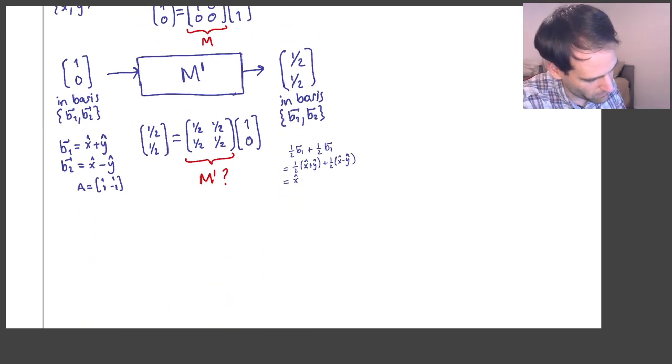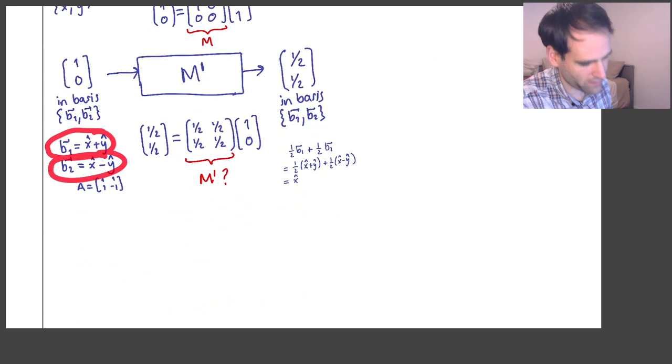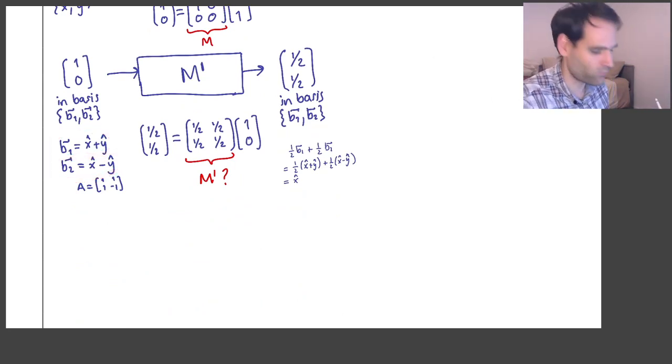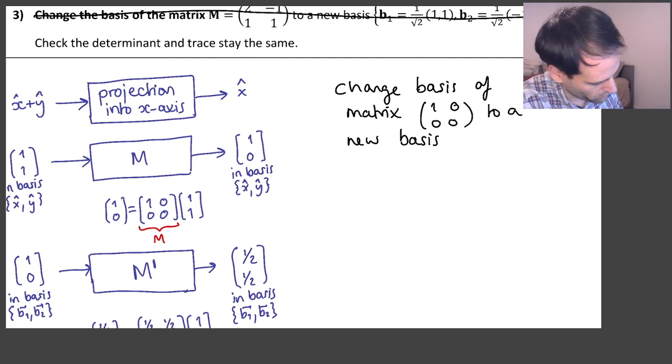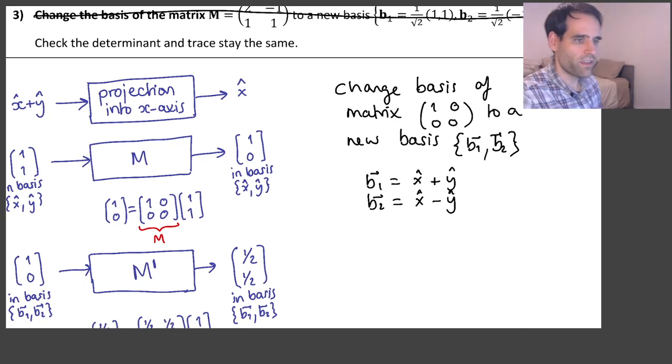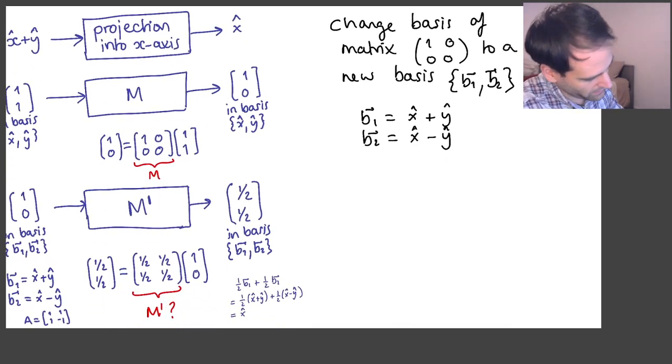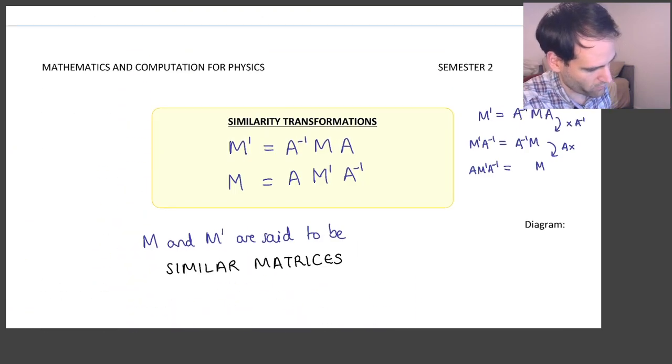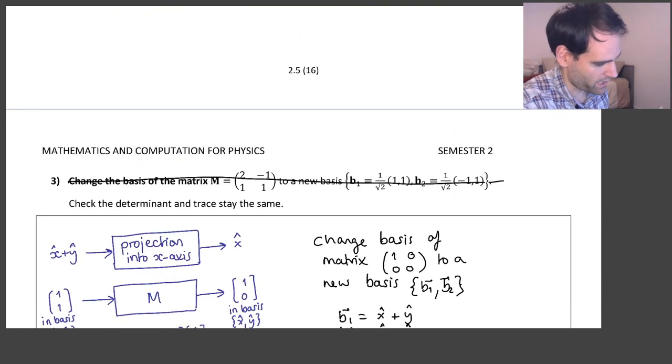And the new basis is going to be B1 and B2, where B1 is x hat plus y hat and B2 is x hat minus y hat. So let me write that down. B1, B2, where B1 is equal to x hat plus y hat and B2 is equal to x hat minus y hat. Okay, so how do we solve this? Well, we need to find M prime, and M prime is given by the similarity transformation. So M prime is inverse of A times M times A.